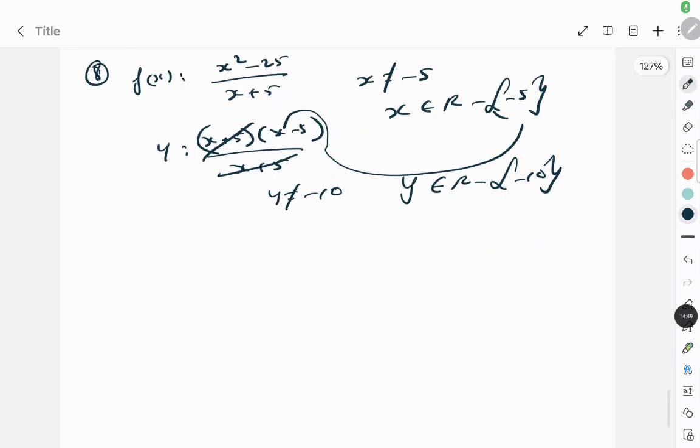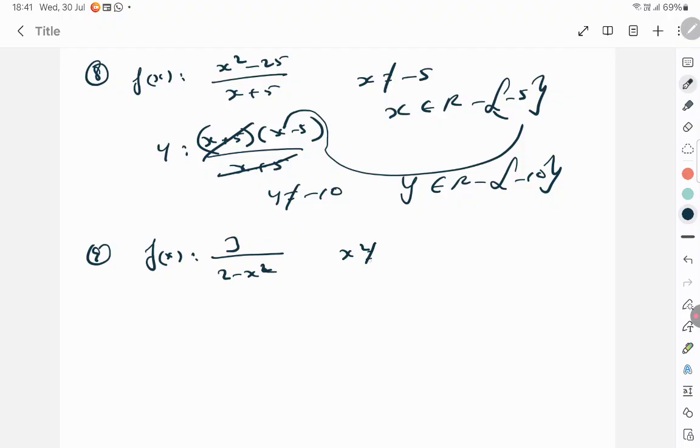so the next question is the 9th question, where they ask you f of x is equal to 3/(2 − x²). Find the domain and range. You know, x² cannot be equal to 2 because the denominator will become 0. So x cannot be equal to plus or minus root 2. So a domain, x is an element of all real numbers other than plus or minus root 2.